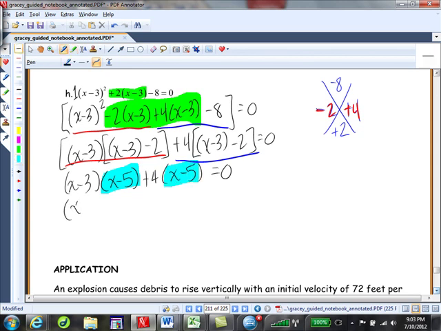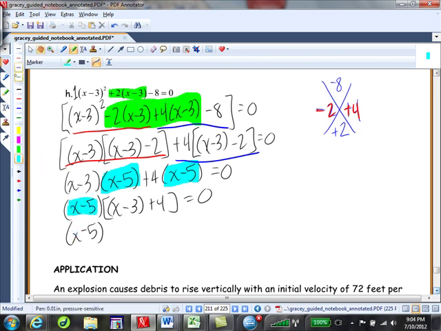So we'll get x minus 5, and that's going to be multiplied by x minus 3 plus 4. That's all equal to 0 still. So then simplifying that x minus 3 plus 4, so this again was our common binomial factor. And now I'm simplifying x minus 3 plus 4 to be x plus 1, and that's equal to 0.